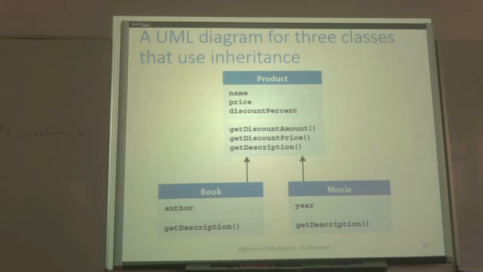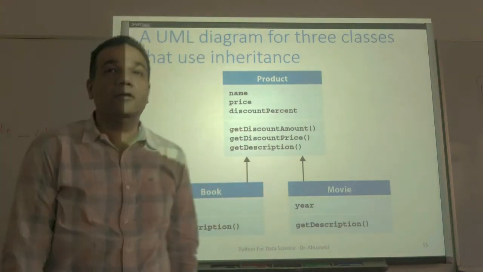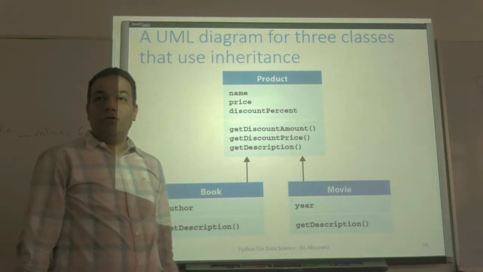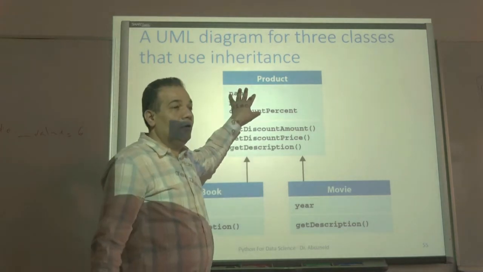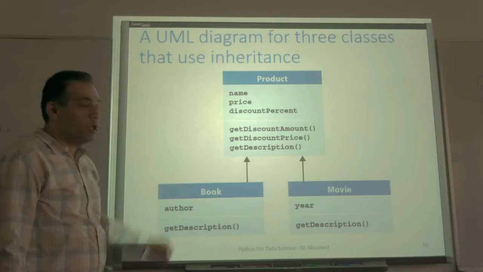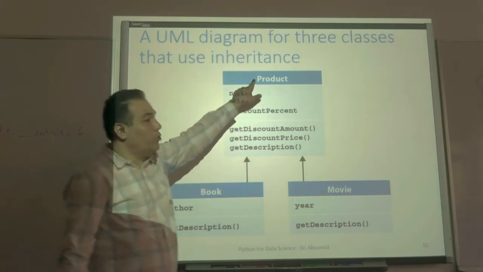So what's a product? It's a class. And name, price, discount percent. What is that? Attributes. And these, what are these? Methods. So we have a class which has 3 attributes and 3 methods. What's a book? A class, a child class from the product.